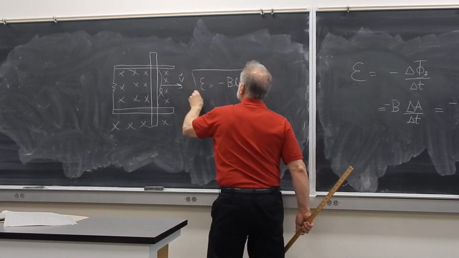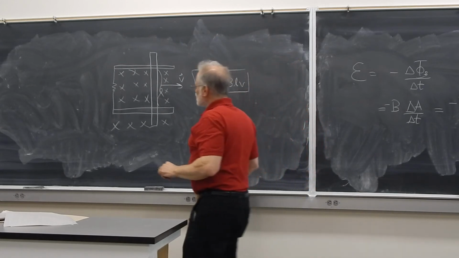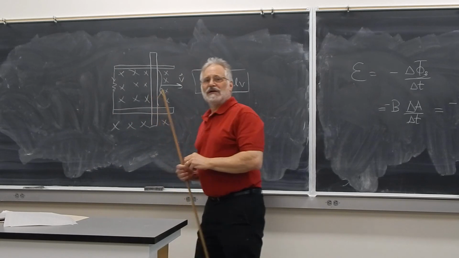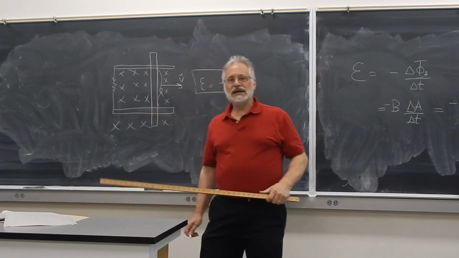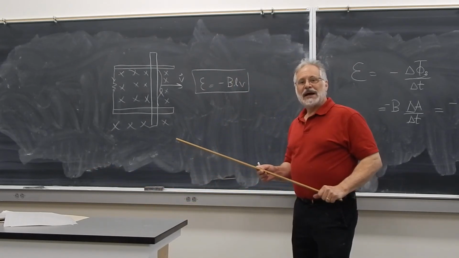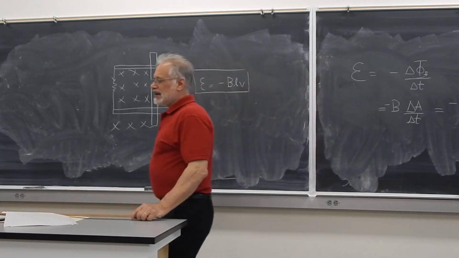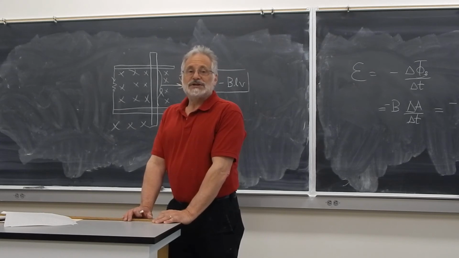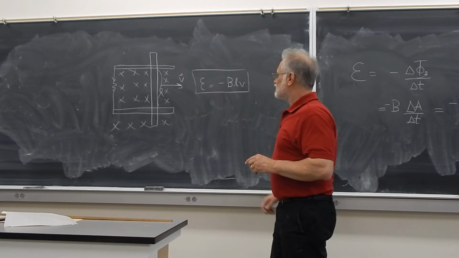We said that the motional EMF is equal to minus vLB. So we want to find the direction of the current going through the circuit. There's a law of physics called Lenz's law. Lenz's law says that nature abhors a change in magnetic flux, and it will produce a magnetic field and current that will oppose that change in magnetic flux. So let me show you how that works. This is where the minus sign comes from.